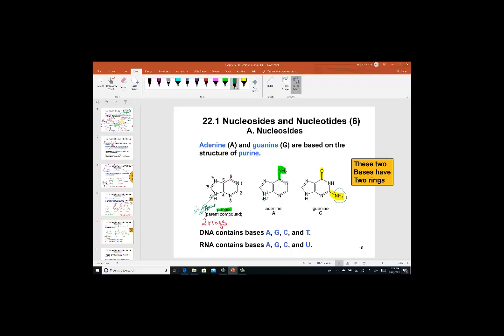So this nitrogen will attach to the sugar, and that would create a glycosidic linkage to either the ribose or deoxyribose sugar. Adenine and guanine are based on the structure of purine. The parent compound is purine. Its two derivatives are adenine and guanine. Pause the video and take your time drawing those, really focusing on the structure as you do so to help commit those to memory.